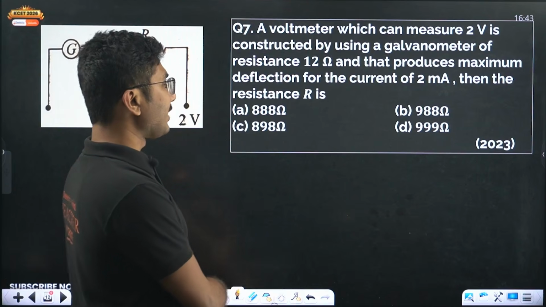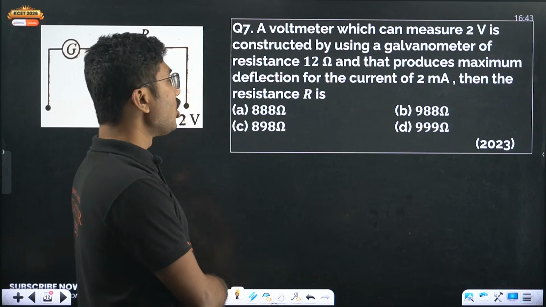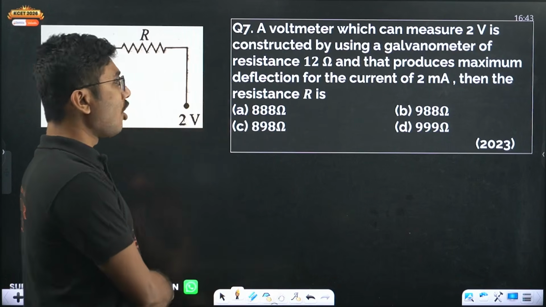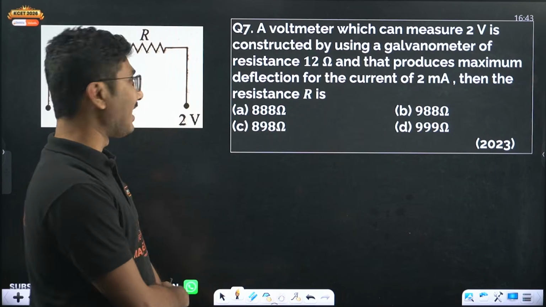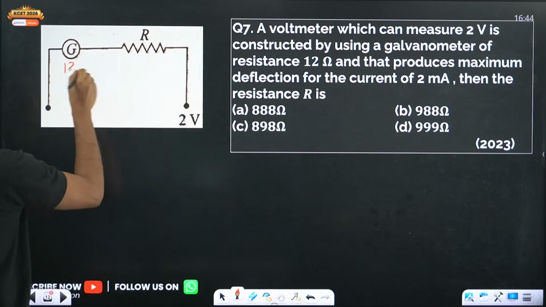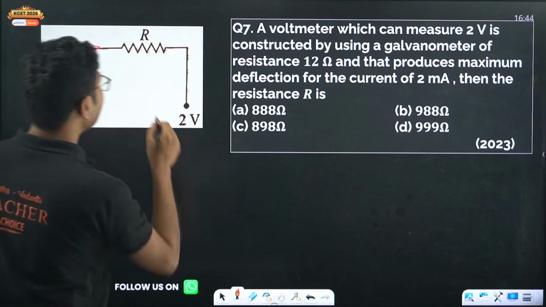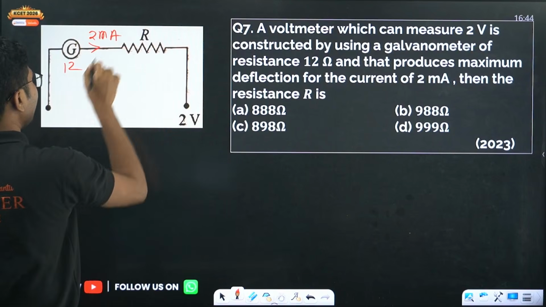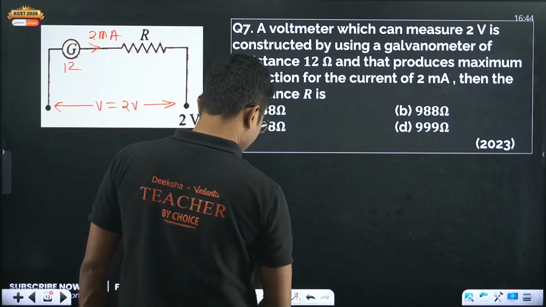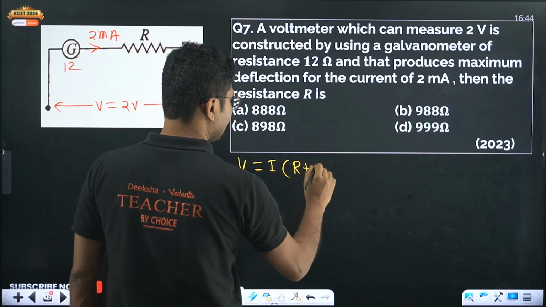A voltmeter which can measure 2 volt is constructed by using a galvanometer of resistance 12 ohm, and that produces maximum deflection for the current of 2 milliampere. Then the resistance R is, so here we have a galvanometer. The resistance of the galvanometer given here is 12, and we do not know this R. The maximum galvanometer current given here is 2 milliampere. That means at 2 milliampere the voltage across this should be equal to 2 volt. Now what formula will we be using? Very simple, Ohm's law.